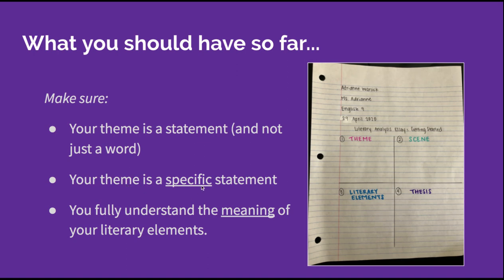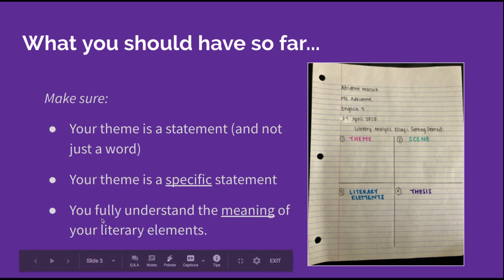Your theme should also be a specific statement. The more specific, the better. So for example, some people wrote, throughout the novel, Scout learns that it's good to have compassion. Okay. Yes, she did learn that. But how could you make that more specific? So you could say something like, throughout the novel, Scout learns through her experiences that one must fully get to know someone before they make judgments about their character, for example. You want to make that theme as specific as possible.